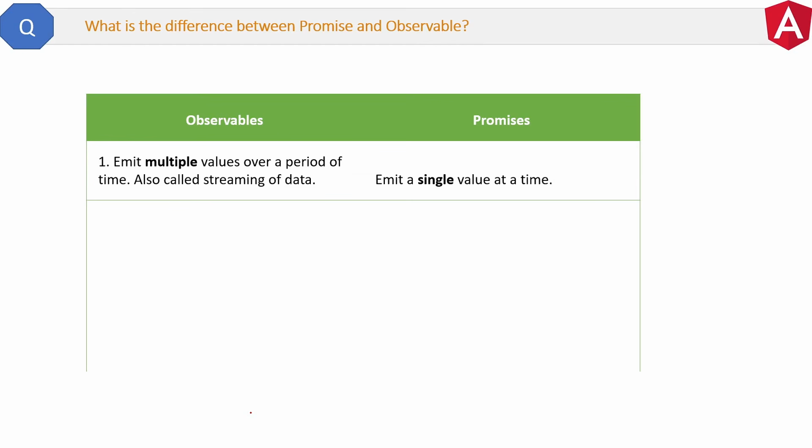So here is the first difference which we already discussed. Observables emit multiple values over a period of time. We also call this streaming of data. So data is streaming continuously, whereas promise emits a single value at a time. So it will first collect the data and then only it will pass the data to the client.